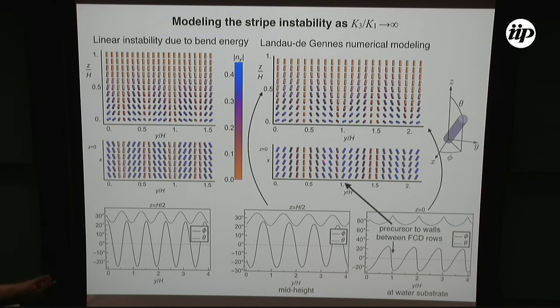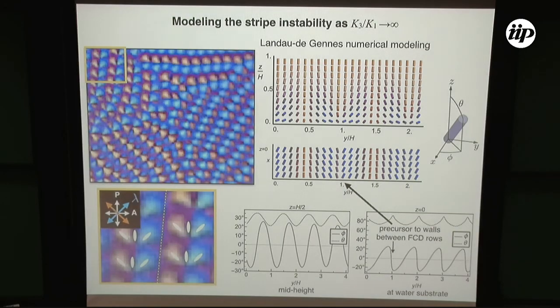That's what's happening here with this jump from one diagonal to another. And we believe that this is the precursor to walls between focal conic domain rows in the smectic. So here, from one row to another, you have the slow rotation from orange to blue, and then a jump back to orange in this wall between rows of aligned focal conic domains.